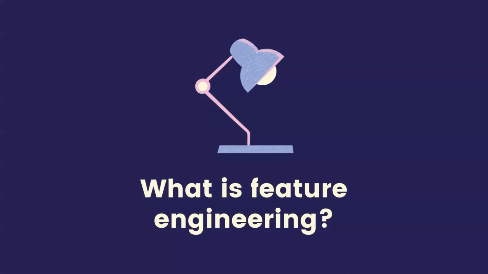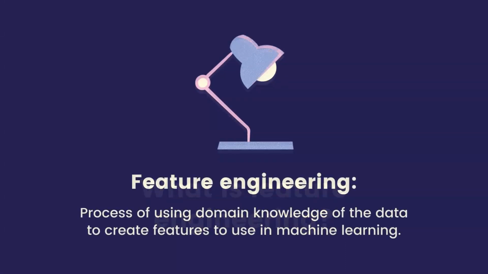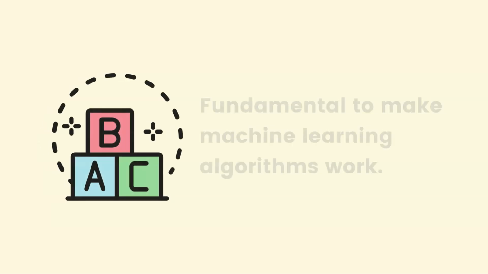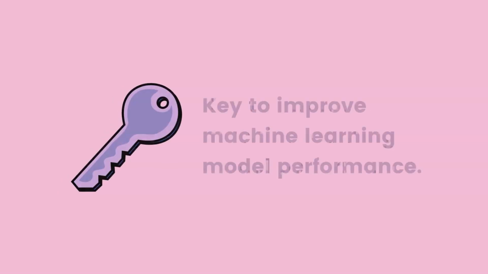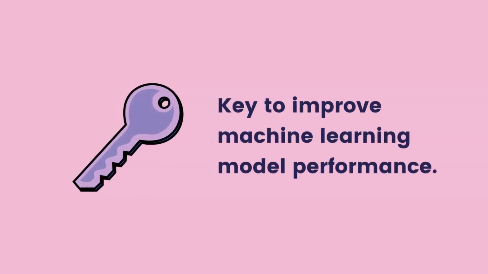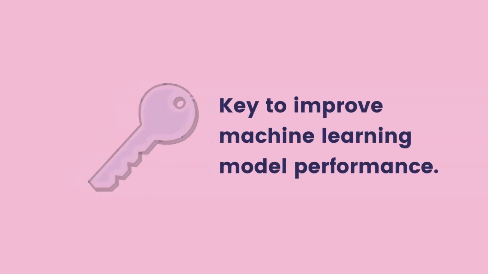So let's dive in. What is feature engineering? Feature engineering is the process of using domain knowledge of the data to create features or variables that make machine learning algorithms work. Feature engineering is fundamental to make machine learning models make accurate predictions, but it's also key to improve the performance of these machine learning models.